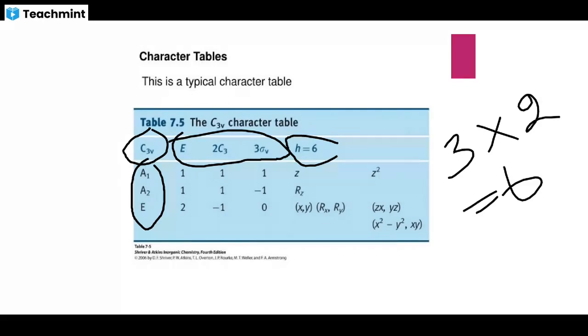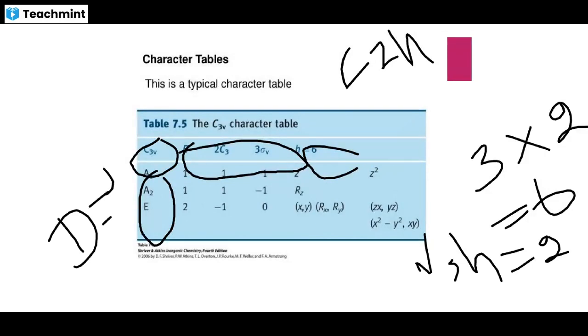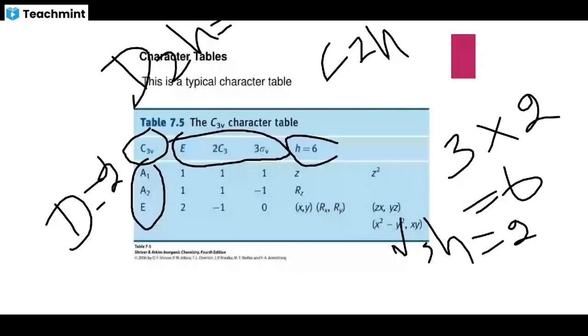Simply, C2H means 2 into H, V, H, they all give the value 2, and D also contains the value of 2. So if you multiply this, D2H means D into 2 into 2, so it contains 8 symmetry elements. The number of symmetry elements is the order of the point group. The number of classes is equal to the number of irreducible representations.